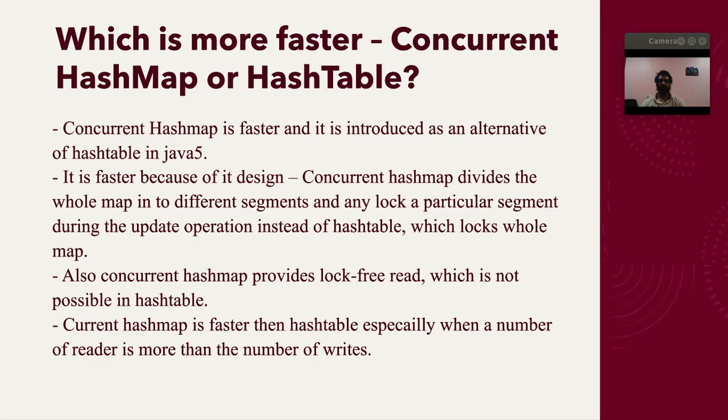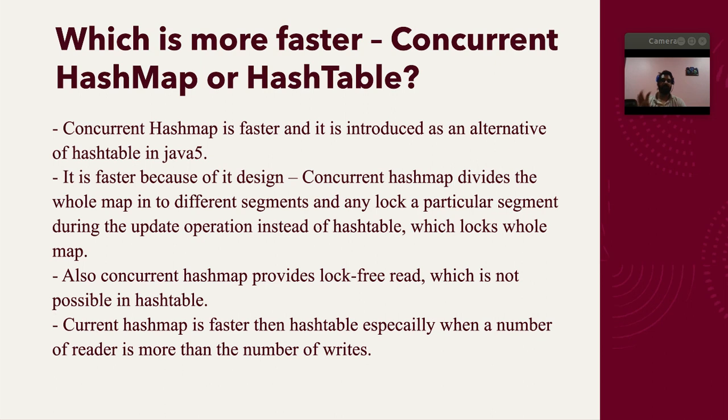Now the next question was: which is faster, ConcurrentHashMap or Hashtable? This is a very interesting question. ConcurrentHashMap is faster, and it was introduced as an alternative to Hashtable in Java 5. It is faster because of the way it is designed. ConcurrentHashMap divides the whole map into different segments, and it gives the lock to the particular segments. Let's say a ConcurrentHashMap has 16 segments or 16 buckets, then 16 locks will be there, one for every segment.